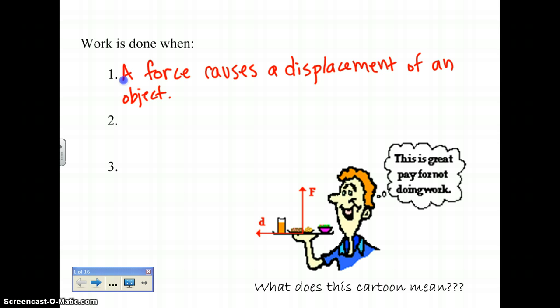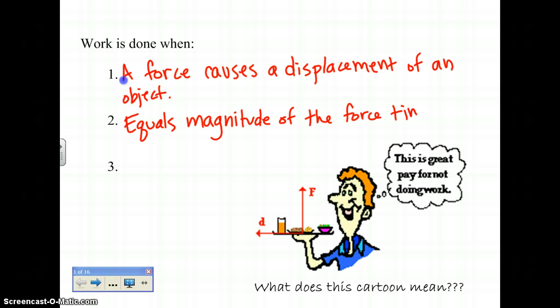So if you apply a force to an object and that object moves in relationship to it, then work is being done. Well, kind of. We're going to have to be a little bit more specific on this. So this is extremely generic for you guys to look at a definition. Your second definition says work equals the magnitude of the force times the magnitude of the displacement.